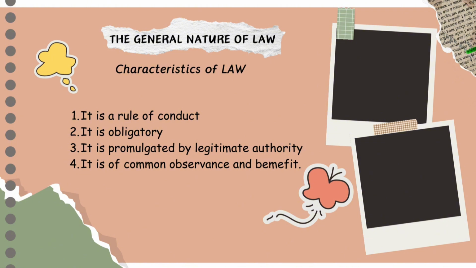Under the Constitution, the laws called statutes are enacted by Congress, which is the legislative branch of our government. Local government units are also empowered to enact ordinances which have binding force of law. And last, it is of common observance and benefits. Law is intended by man to serve man. It regulates the relation of men to maintain harmony in society and to make the coexistence of order possible. Law must therefore be observed by all for the benefit of all. It should be beneficial to all.